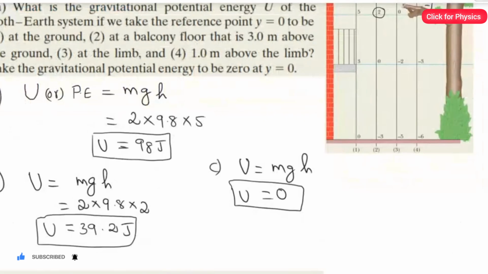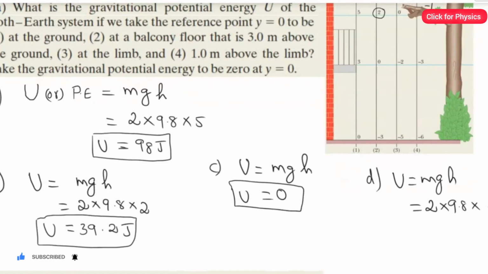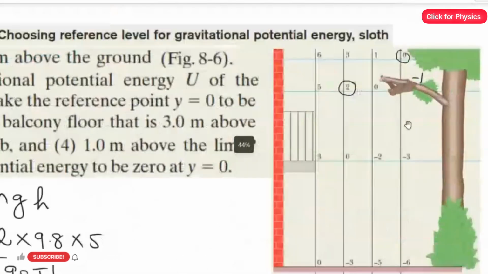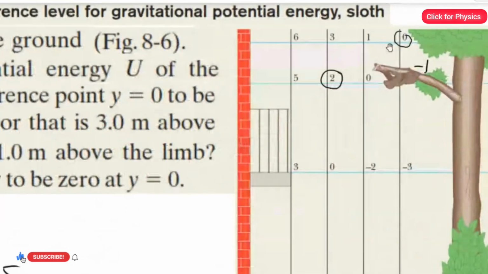So we have to consider the height as -1. Again we use the same formula, U equal to mgh. The mass is 2 kilograms, acceleration due to gravity is 9.8, and the height is -1. Why did we take -1? You can just go back to the figure. I will magnify. The sloth is here, and because we have to consider the fourth line for the fourth question, our reference point is here.